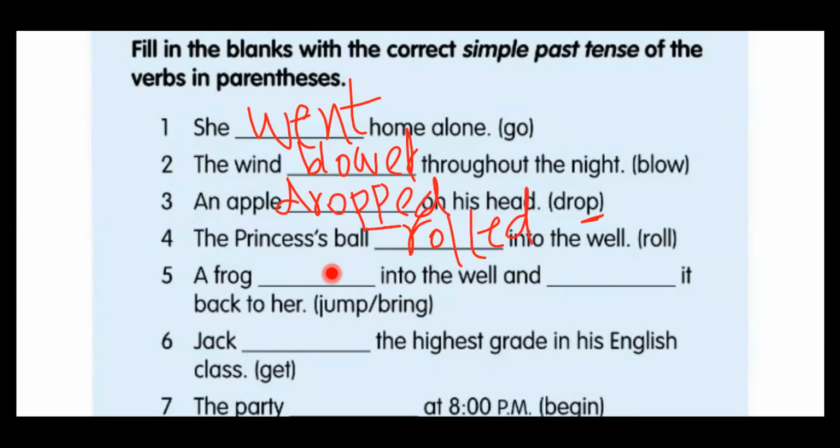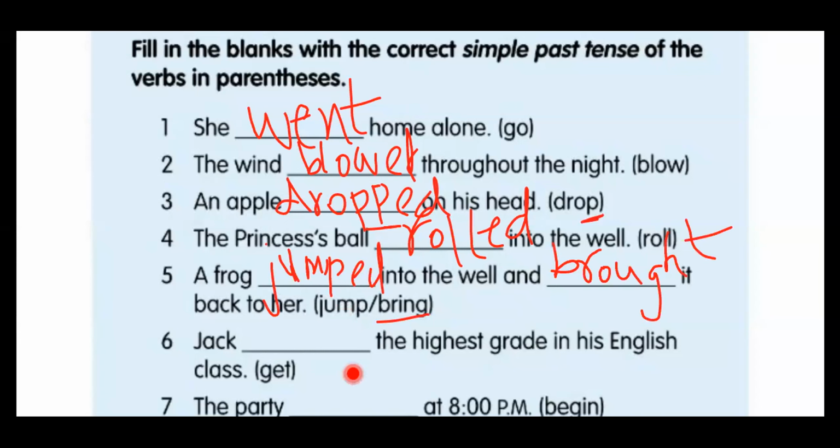Next, a frog dash into the well and dash it back to her. A frog, jump will become what? When you add ed, jump will become jumped. A frog jumped into the well and bring will become brought, and brought it back together. Brought. Okay. Bring will become brought.